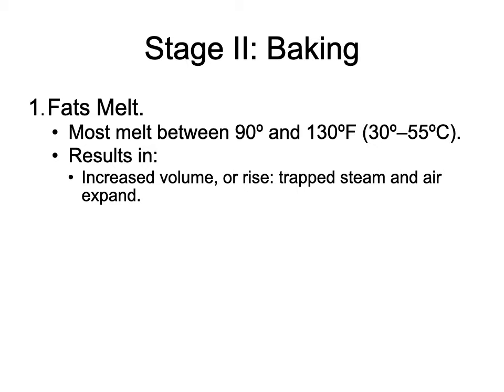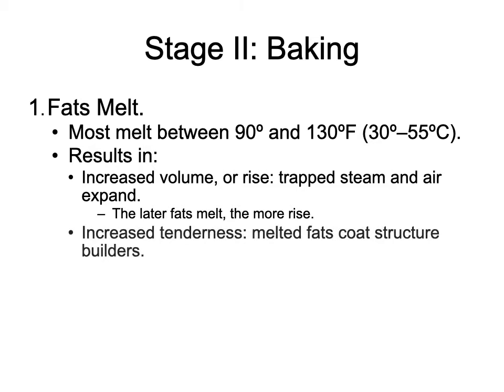So if we have a product where we choose to use fats that melt at a higher temperature, you're going to get more volume. A good example of this is shortening. Shortening melts at a higher temperature than butter, and oftentimes when you use shortening, you will get a little bit better volume than you will with butter. This increases tenderness, and the melted fats coat all the structure builders. So the sooner the fats melt, often the more tenderness we get.